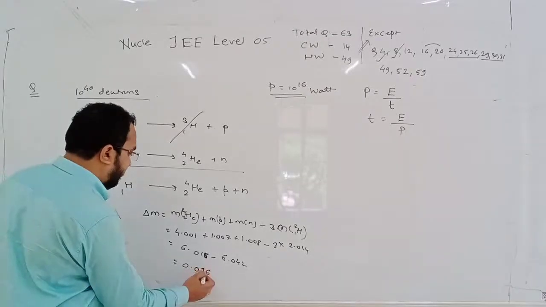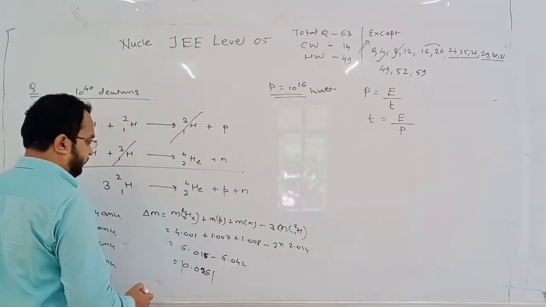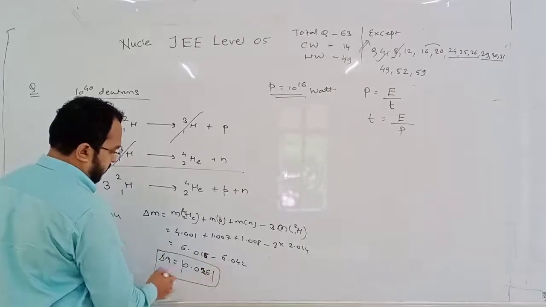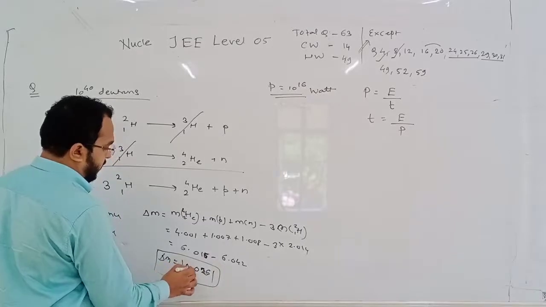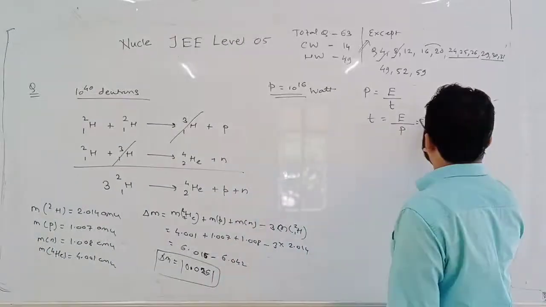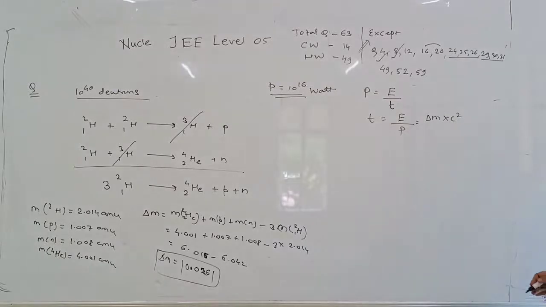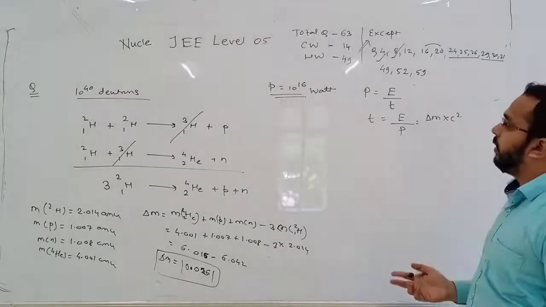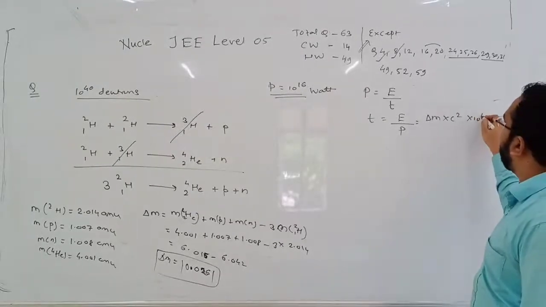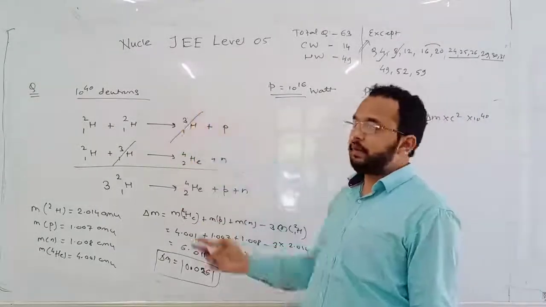This is the mass defect, 0.026. Now this energy is equal to delta M into C square. This energy will be in joules. Now this energy is for 1 deuteron, so we have to multiply it by 10 to the power 40. We will get the total energy for this many deuterons.